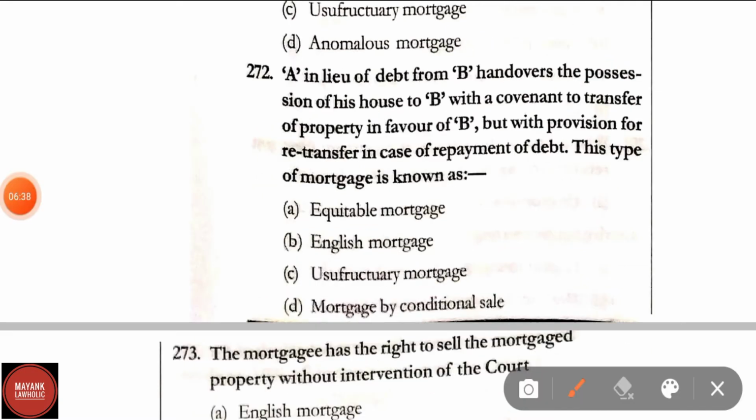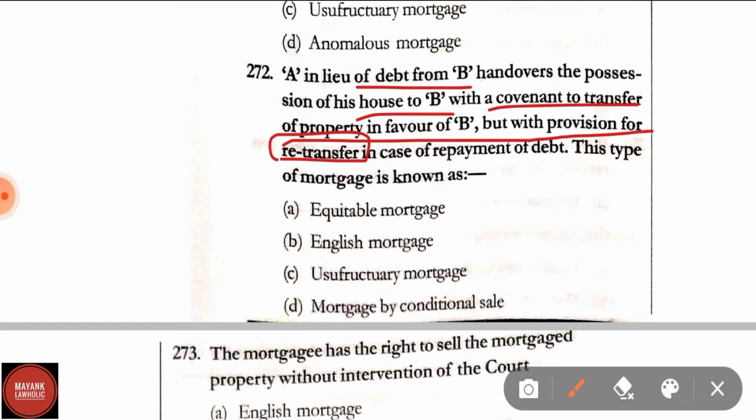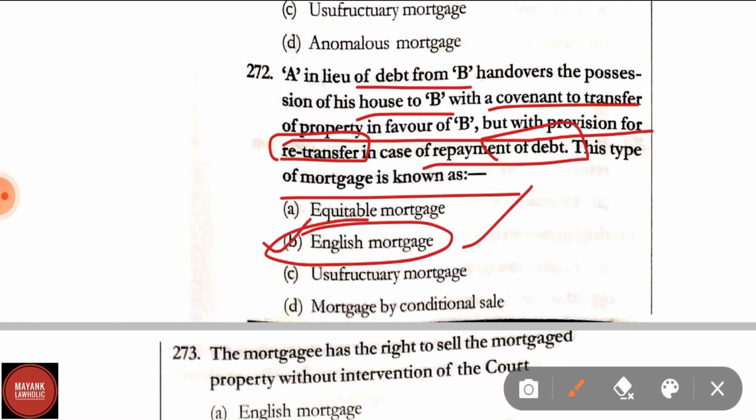Question number 272. In lieu of debt from B, A hands over the possession of his house to B with the covenant to transfer the property in favor of B, but with the provision for retransfer in case of repayment of debt. This type of mortgage is known as: option A, equitable mortgage; English mortgage; usufructuary mortgage; mortgage by conditional sale. Correct answer is option B, that is English mortgage.